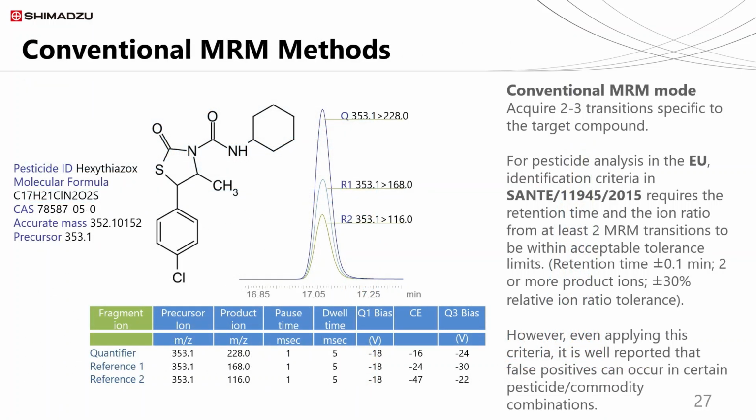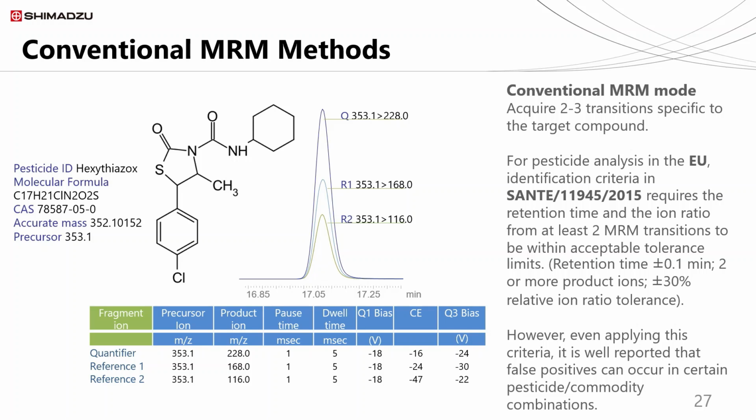Multiple reaction monitoring based LC-MS/MS techniques are widely used on triple quadrupole platforms for targeted quantitation as a result of high selectivity, sensitivity, and robustness. For pesticide analysis in the EU, identification criteria in the SANTE guidelines require retention time and ion ratio from at least 2 MRM transitions to be within acceptable tolerance limits: retention time within a window of plus or minus 0.1 minute, and ion ratio for at least 2 products within plus or minus 30%.